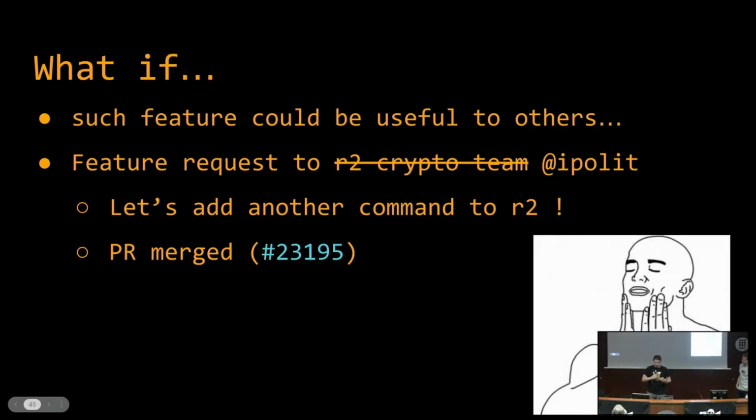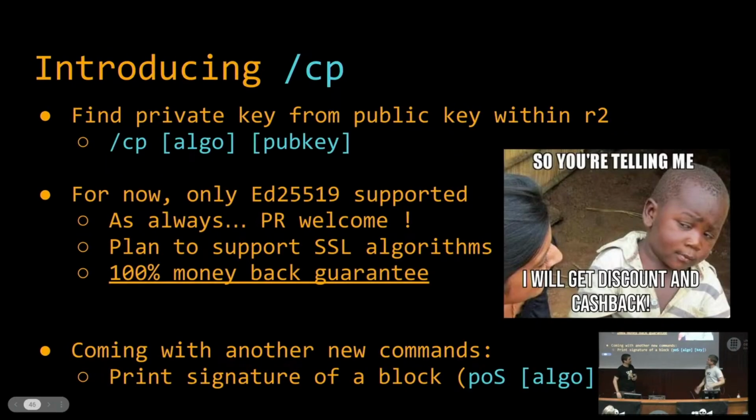Then I started wondering, because usually my best teammate here loves r2, so I said, oh, maybe this feature can be useful to others. And then I made a feature request to the crypto team, meaning him. And then he says, oh yeah, let's add another command to r2. There is not enough. So he just generated a PR and done. So ta-da, there's a new command, /cp.